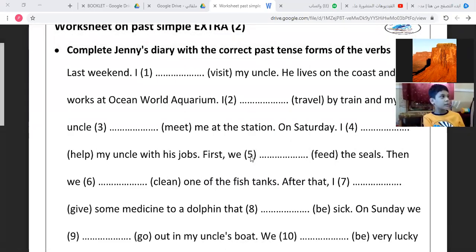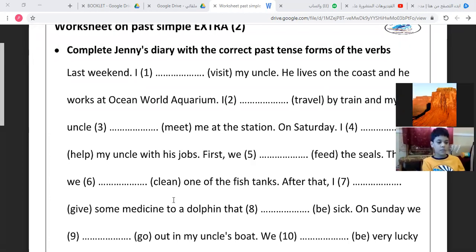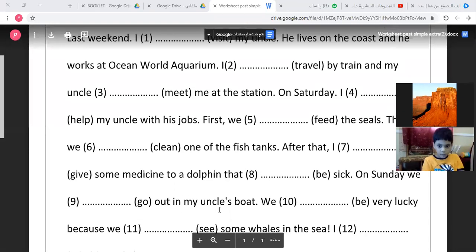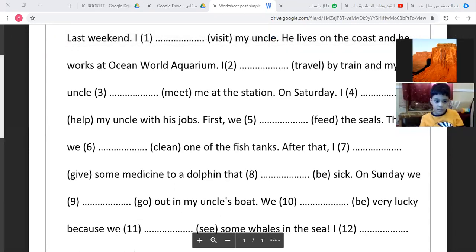Omar Mu'min? Yes. 11, please, because we see some whales. We saw. Excellent.